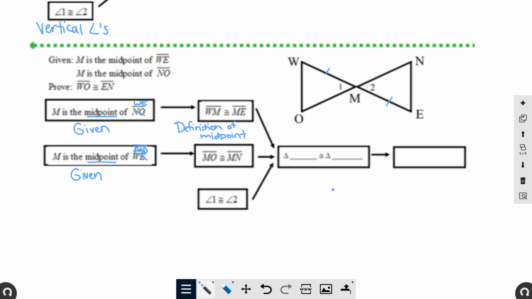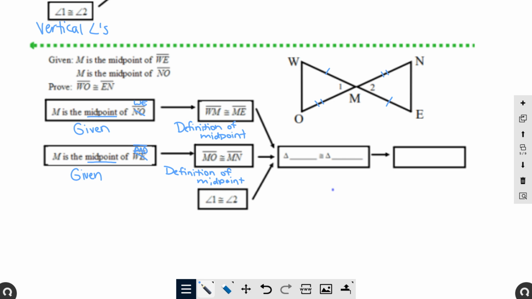The next one, M is the midpoint of NO. Well, if it's a midpoint, it splits it in half. So this one would be definition of midpoint. So MO is this part and MN is this part. So we want to mark that with 2 marks now because it's separate and different. Then we have our last one.